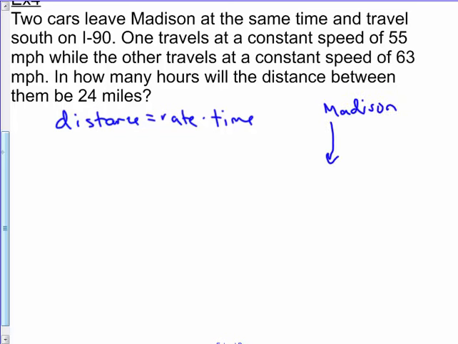So I'm going from Madison, and I'm going south on I-90 here. It sometimes helps to make a drawing of this. So car number 1 is driving south, car number 2 is also driving south. So they're kind of driving parallel to each other here. I want to know when their distance is going to be 24 miles apart. So car number 2 is driving faster. When will they be 24 miles apart? So I'm going to figure out a distance here. So in how many hours will the distance be 24 miles?